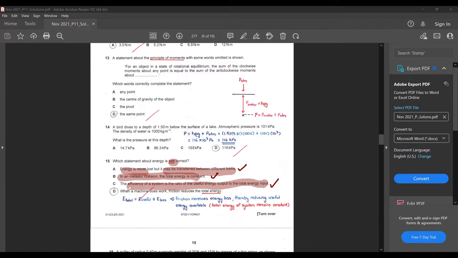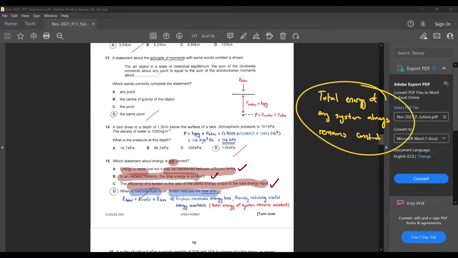Okay. Now, when a machine does work, friction reduces the total energy. This one, as I mentioned to you, total energy of any system will always remain constant. It applies to the case of inelastic collision. It should also apply for this case where you have a machine that does work. Your total energy will always remain constant. But here they tell you friction is reducing your total energy. This one is actually wrong.